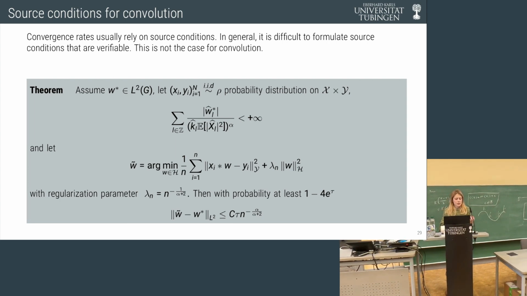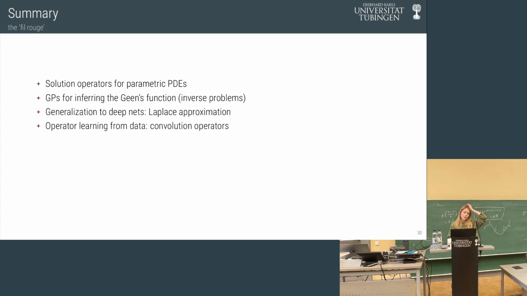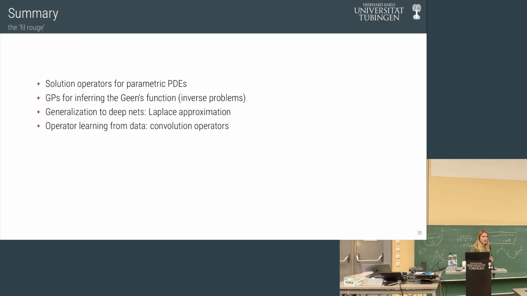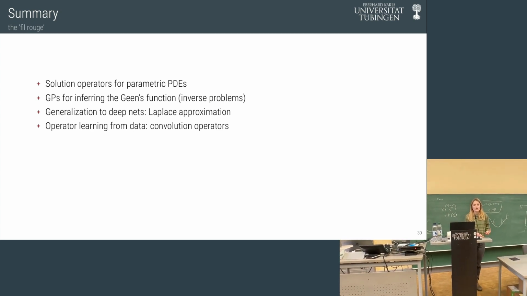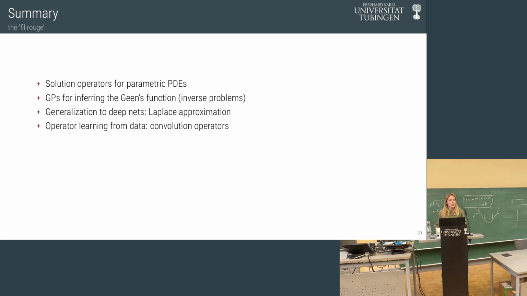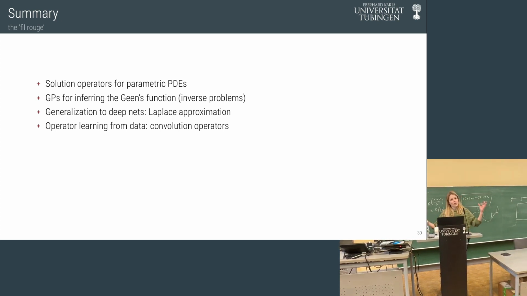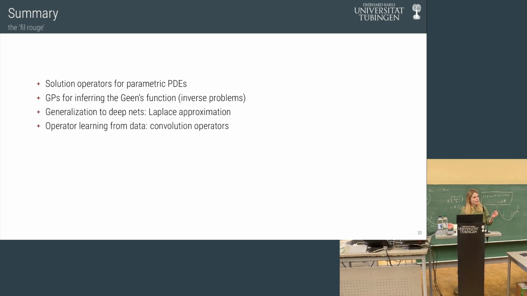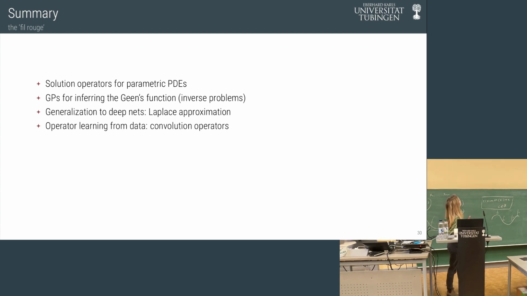OK, and I know this was probably quite an unusual talk because I started from PDEs, and then I talked about Gaussian processes, and then deep neural networks, and Laplace, and then convolution operators. So I know it was a lot of things altogether, but I hope that you managed to find the fil rouge through the whole story and how it came together. So maybe here a summary to sum it up a bit.